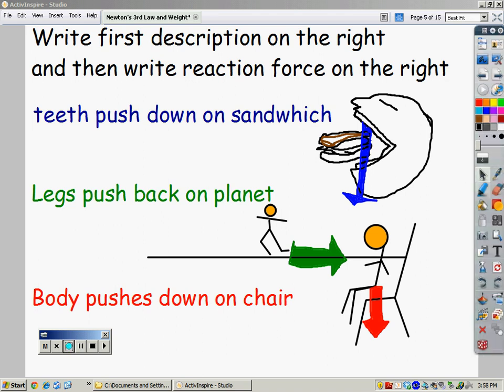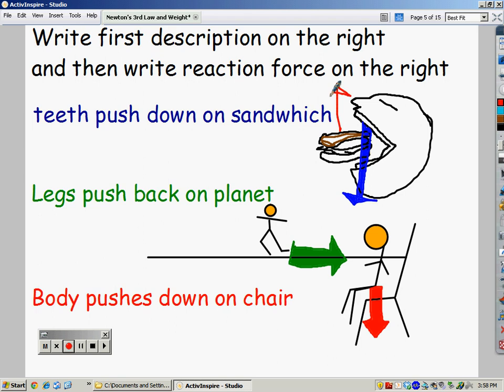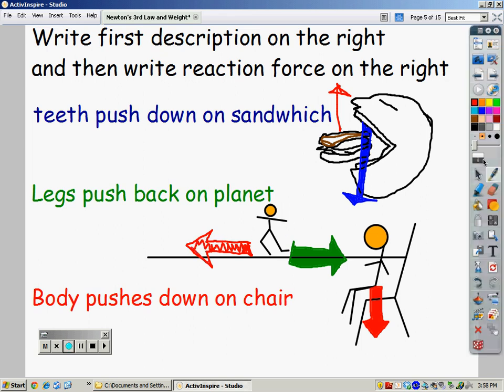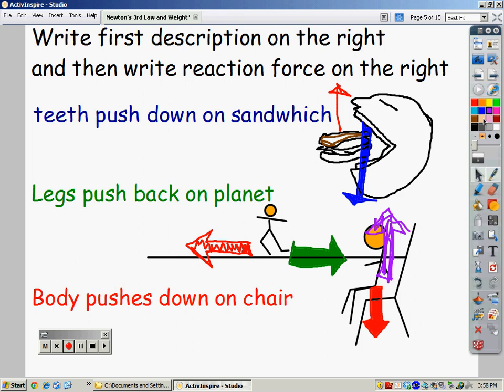The next page, here's my examples. Teeth push down on sandwich, sandwich push up on teeth. When you're running, you're actually pushing backwards on the planet, and the planet is pushing forward on you. When you're sitting in the chair, we've talked about this one a lot. You push down on chair, and the chair pushes up on your body. Action, reaction.